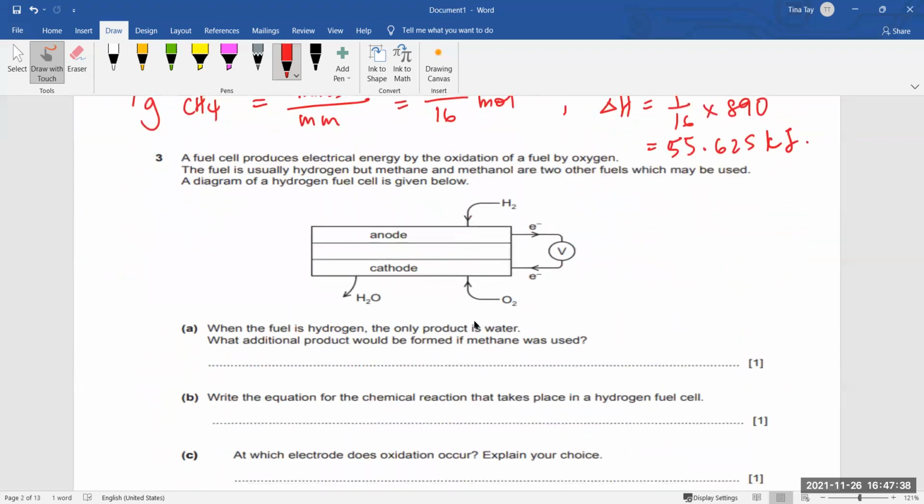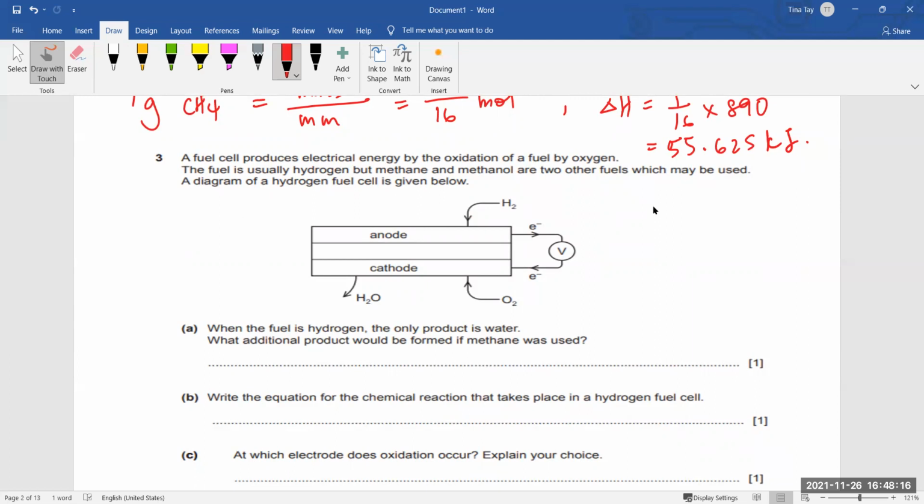What is a hydrogen fuel cell? Do you remember? A hydrogen fuel cell uses hydrogen as the source of energy. A fuel cell produces electrical energy by the oxidation of a fuel by oxygen. The fuel can usually be hydrogen, but methane and methanol can also be used. The diagram is given below. So we use hydrogen as the fuel. We force the hydrogen to release electrons, oxygen gains electrons, and it produces water.